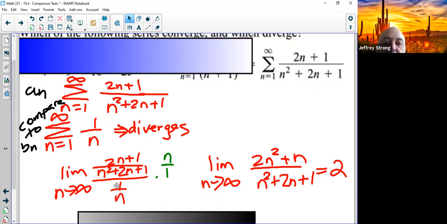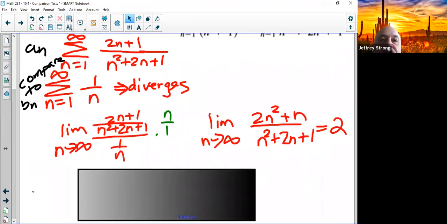Now, dividing by 1 over n is the same thing as multiplying by n over 1. And so then I get this limit. When I calculate this limit, I get 2. If you don't see that right away, you can work it through with L'Hopital's rule or whatever. But I'm going to get 2.